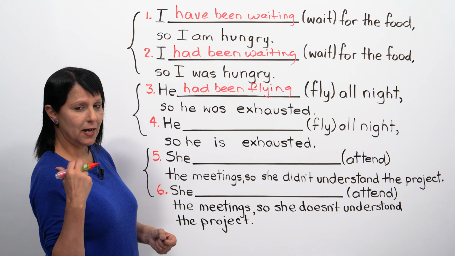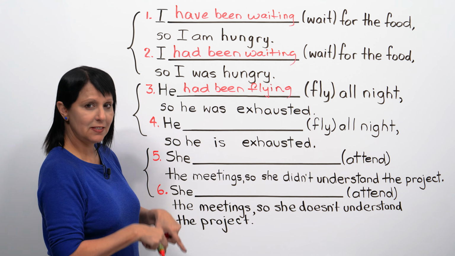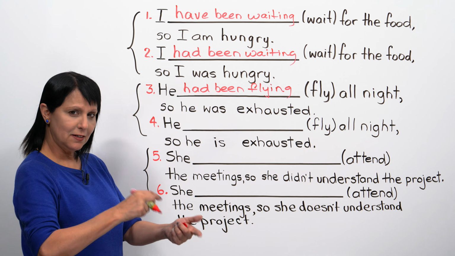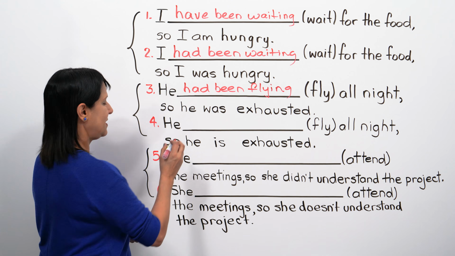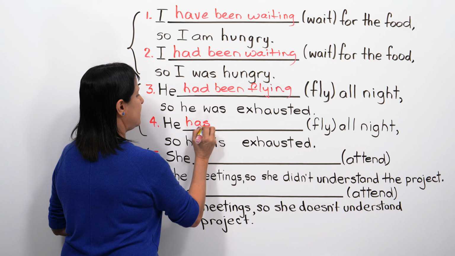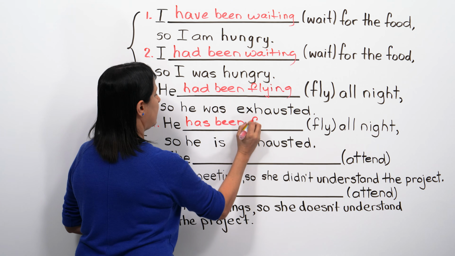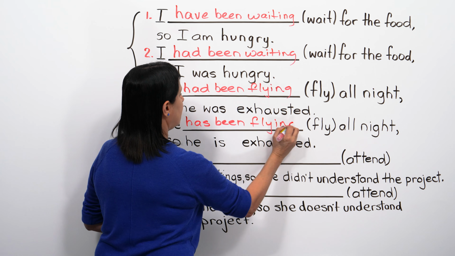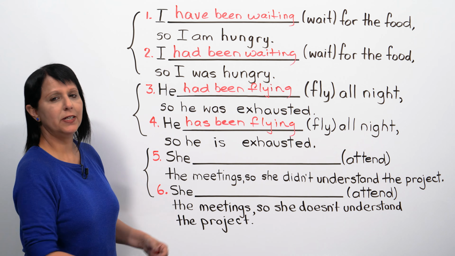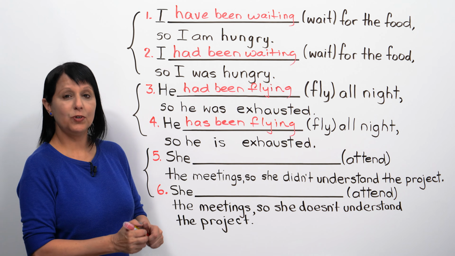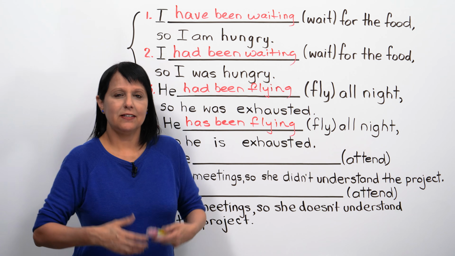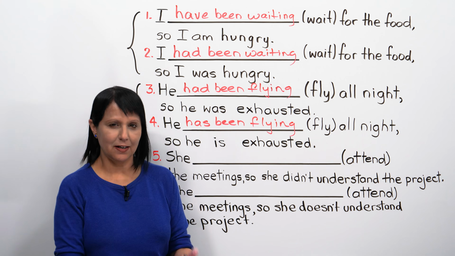So this connects the past and the present because he is exhausted now. We need present perfect continuous. He has been flying all night, so he is exhausted. And what does exhausted mean? Exhausted just means very tired.